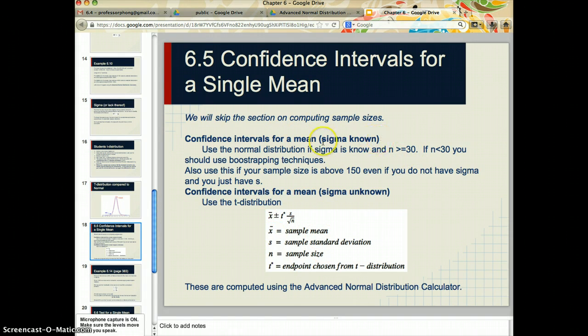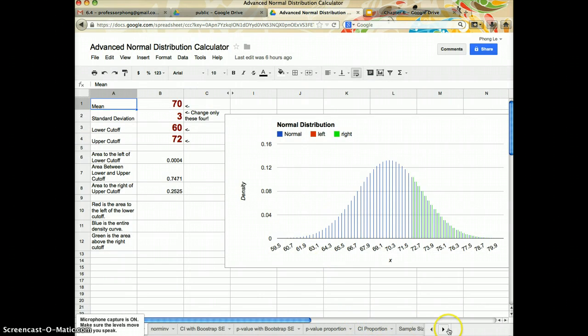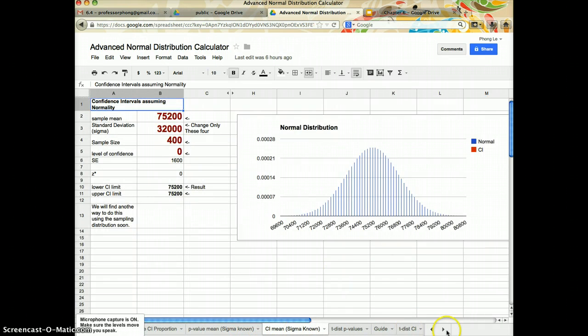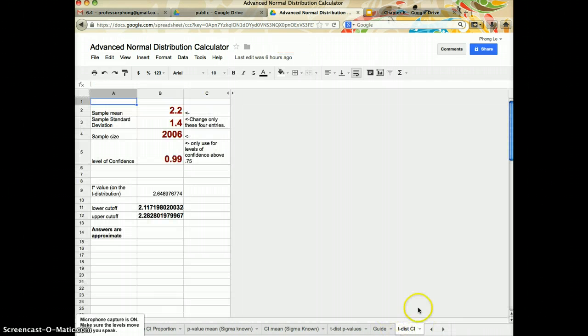If you know the true standard deviation, then you're going to use the central limit theorem and the normal distribution. If you don't know the true standard deviation, then you're going to use the t-distribution. Again, if you know sigma, then you're going to use this. If you don't know sigma, then you're going to use this.